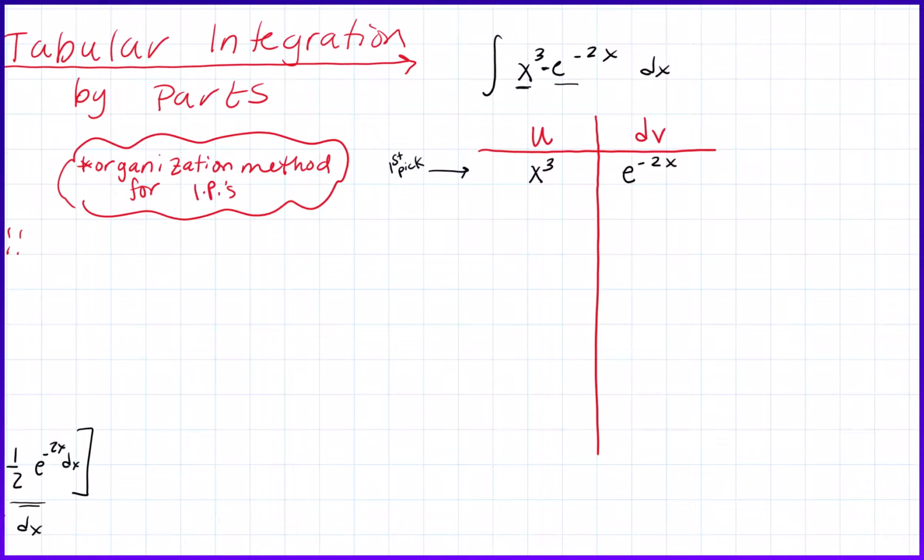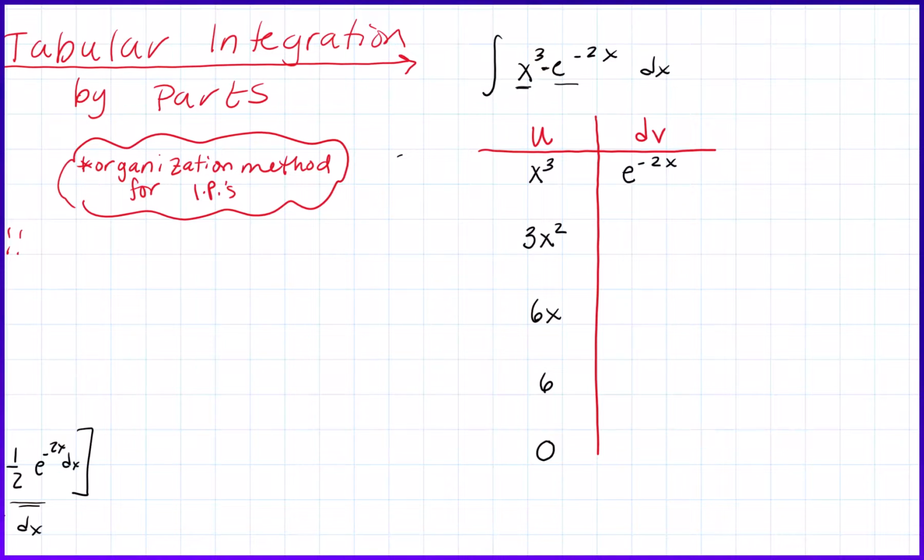Now, down the first column, we are going to repeatedly differentiate. So down the u column, because when we take u, the first step of integration by parts is to take the derivative. So down the u column, we are going to be using repeated differentiation. So we take x cubed and we take the derivative, 3x squared. Then we take the derivative again, we get 6x. Then we take the derivative again, we get 6. Then we take the derivative again, and we get 0.